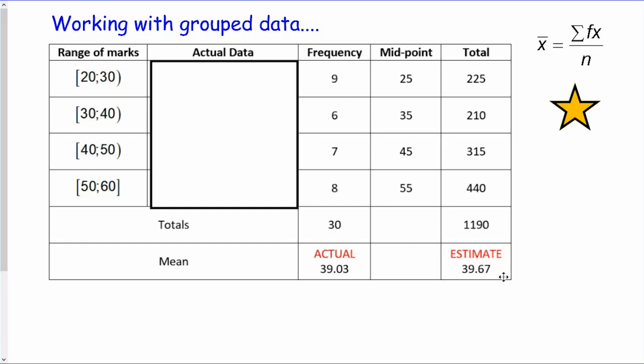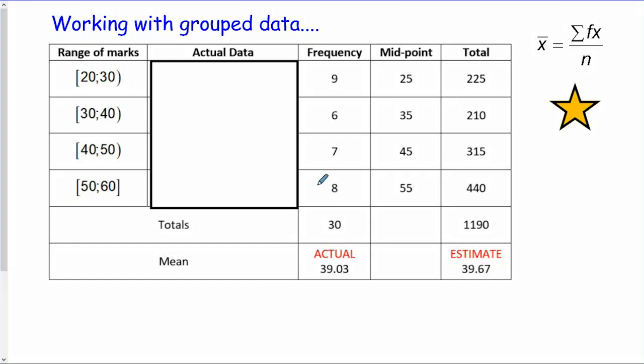So what we've got here is the fact that 9 people achieved marks between 20 and 30 out of 60. 6 people achieved marks between 30 and 40. 7 people achieved marks between 40 and 50. And 8 people achieved marks between 50 and 60.